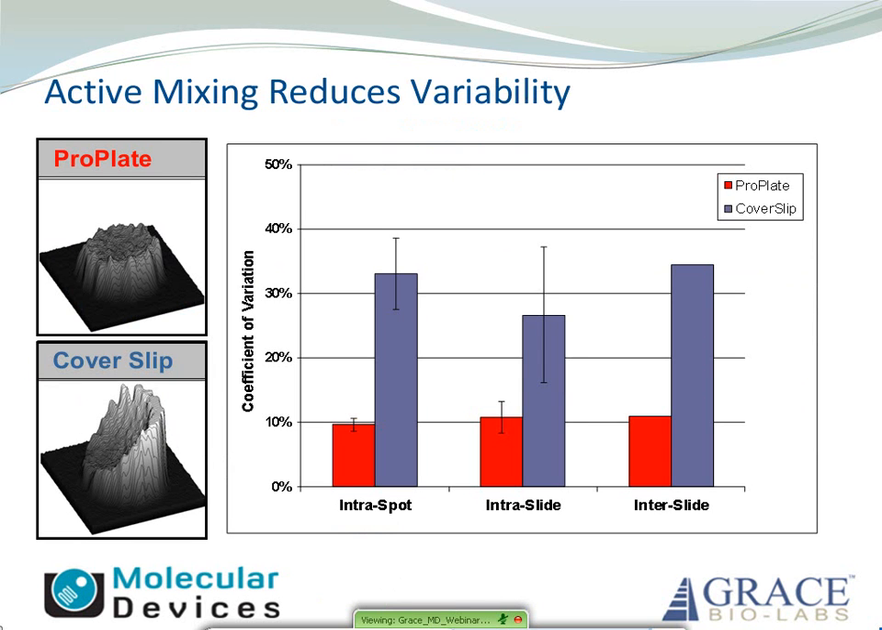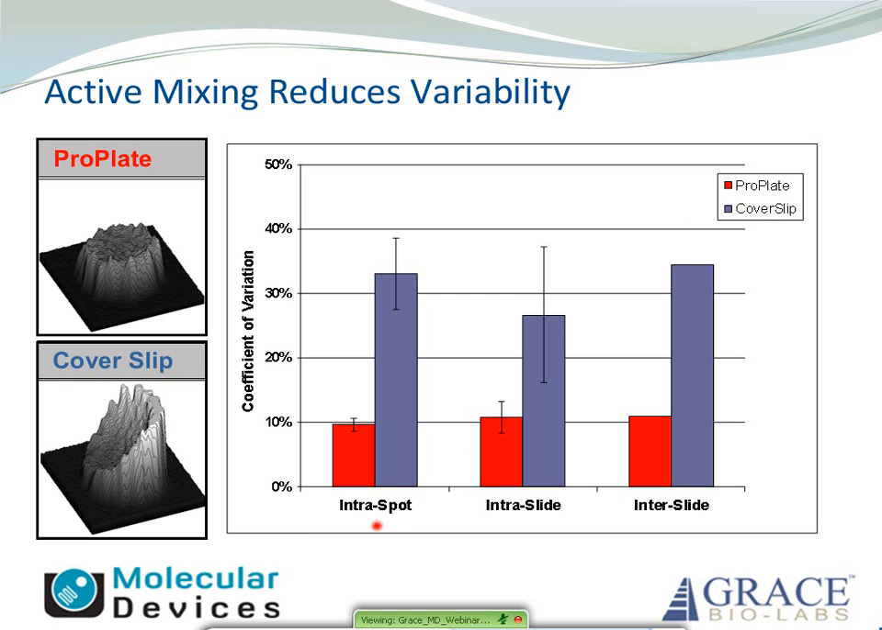So identical microarrays were processed under a cover slip or in a ProPlate clip-on chamber, which allows for active mixing when used with an orbital shaker. Replicate spots were distributed across the slide surface to assess signal uniformity with and without the sample mixing. On the left are three-dimensional plots of spots obtained after active mixing and one obtained with no sample mixing under a cover slip. There are clear morphology differences between these spots, which are reflected in the data on the right.